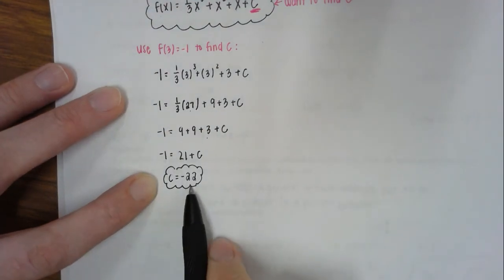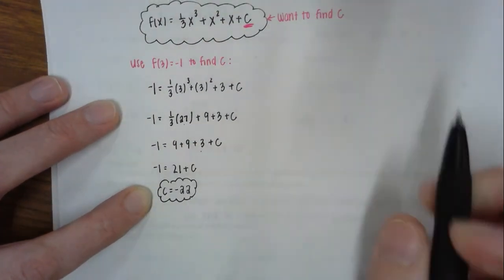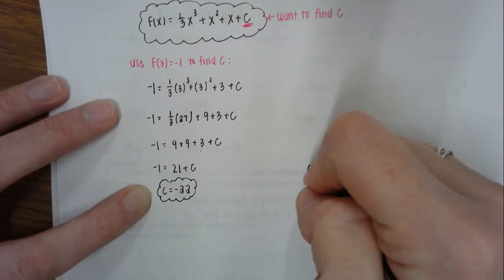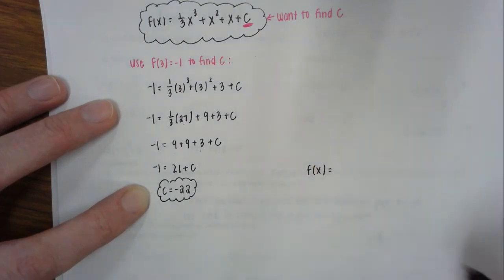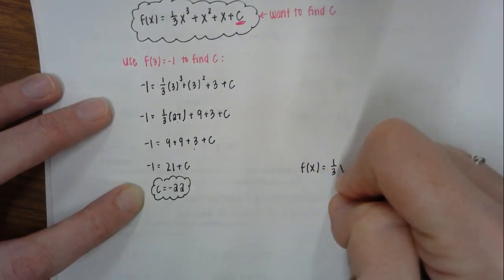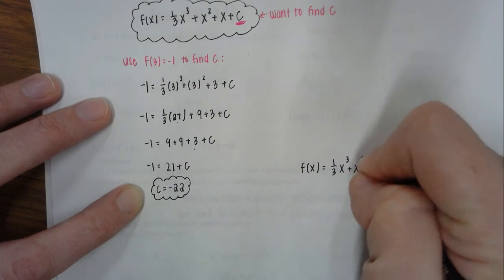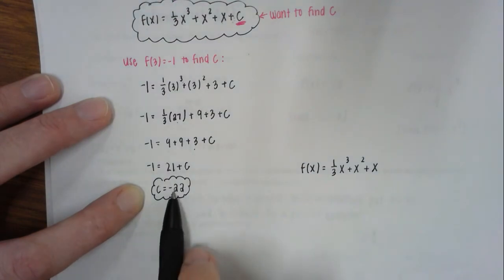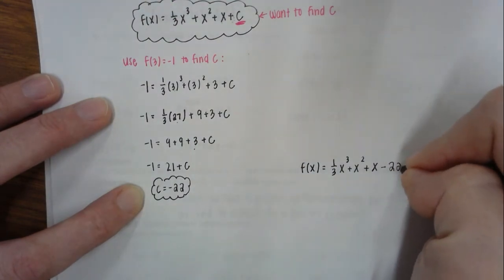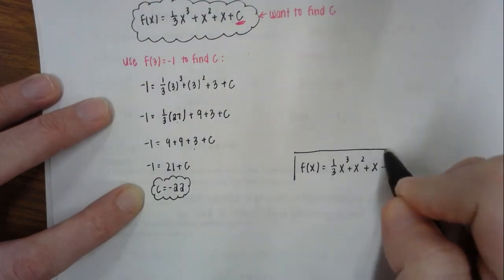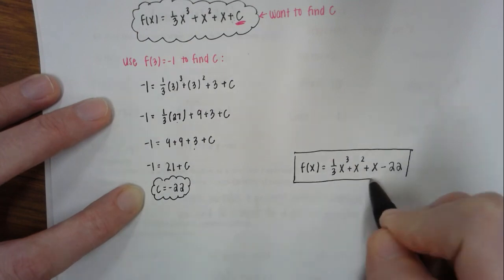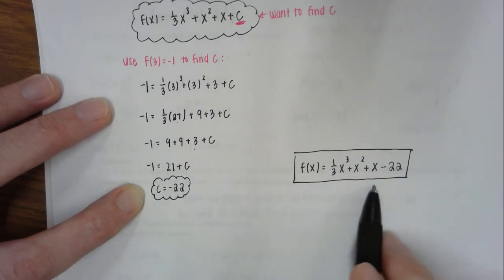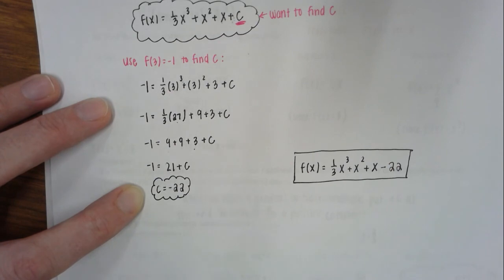And putting this information with this f of x function, this tells me that my solution that I'm looking for here is my f of x is going to be equal to 1/3 x to the third plus x squared plus x. And then instead of writing plus c here, I'm actually going to plug in my -22. And that's my goal with solving a differential equation, is to figure out what that c value is to get a particular solution here.